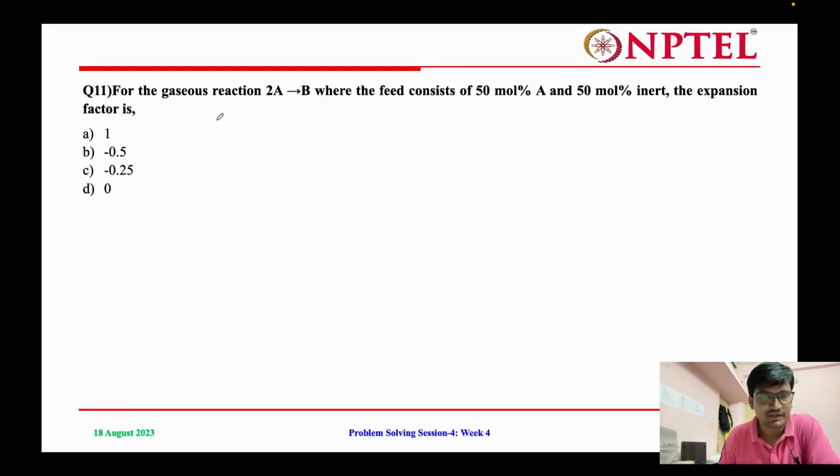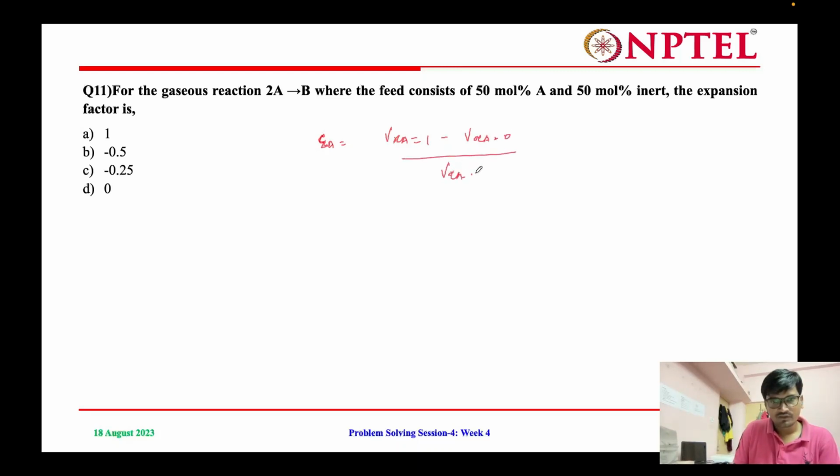Question number 11. For a gaseous reaction 2A gives B, where the feed consists of 50 mole percent of A and 50 mole percent of inert, the expansion factor is? To calculate, the expansion factor epsilon is equal to V at x equal to 1 minus V at x equal to 0, divided by V at x equal to 0, so before conversion and after conversion. Here mole percents are given for an ideal gas, so volume percent equals mole percent.